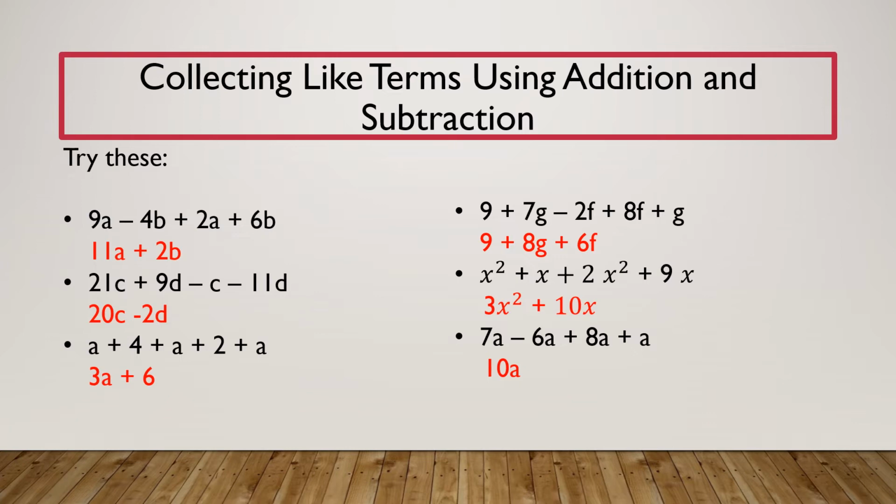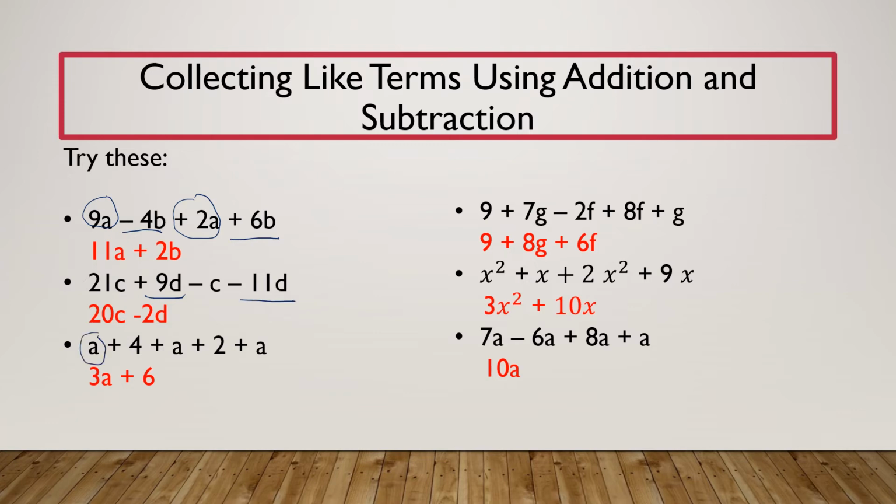So that first one, we had 9a and we had a plus 2a, so that gave us 11a. And then we had minus 4b plus 6b. Minus 4 plus 6 is positive 2, so we had plus 2b. 21c minus c gave us 20c. And 9d minus 11d gave us minus 2d.